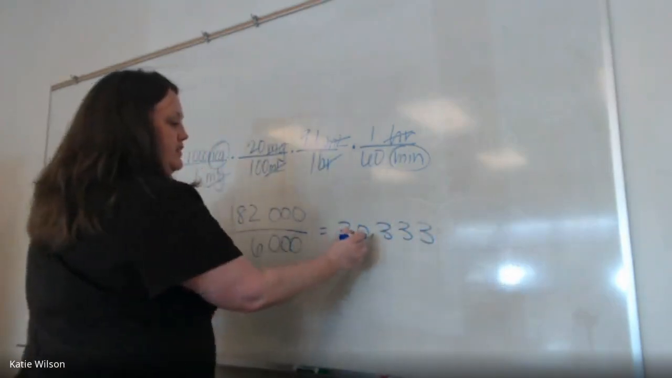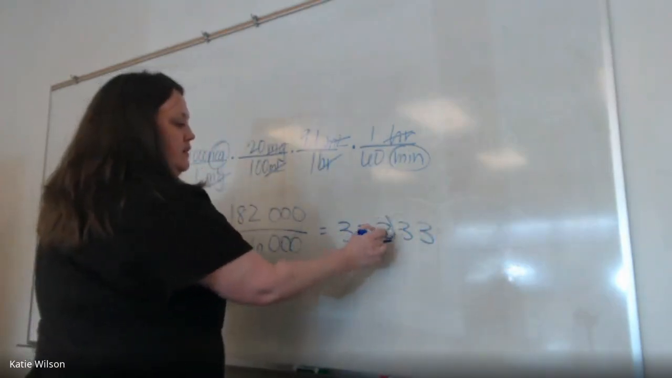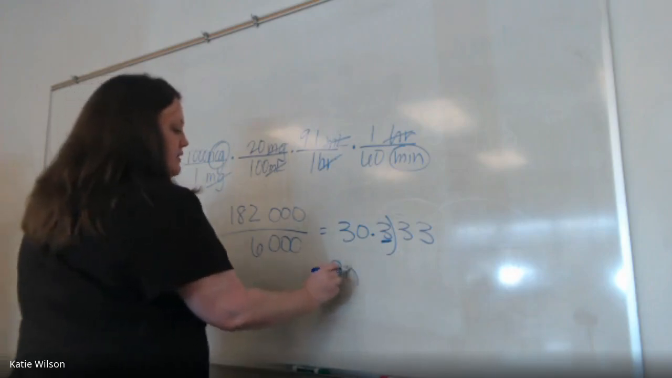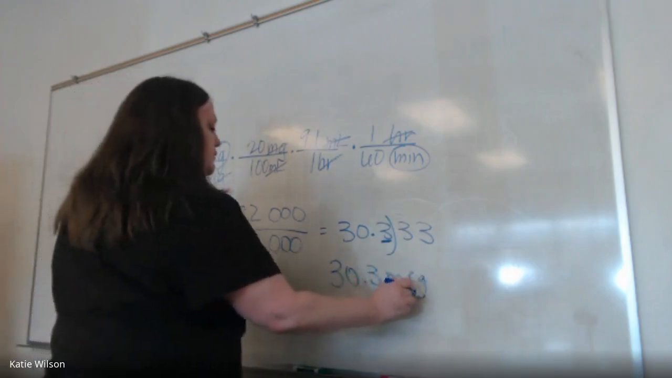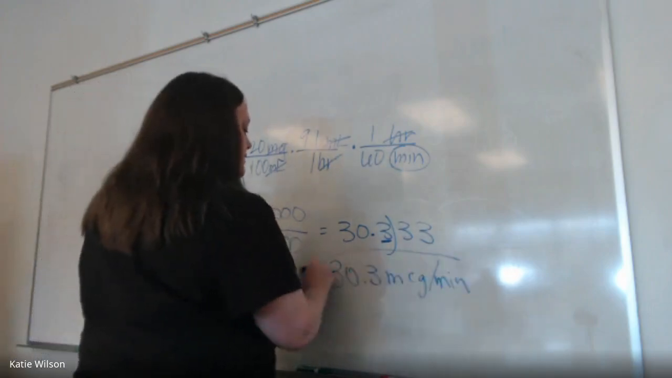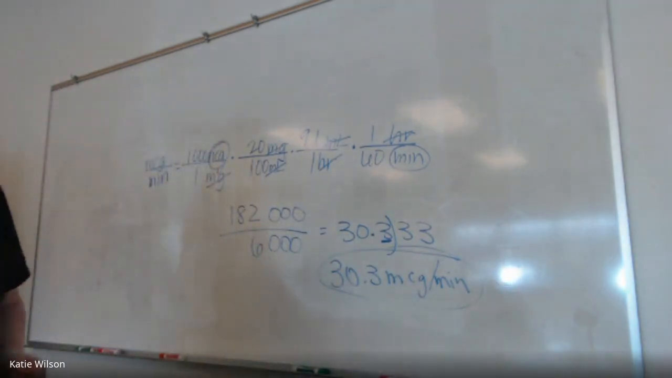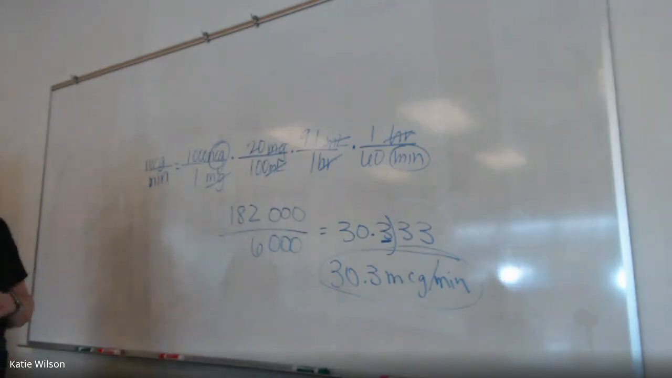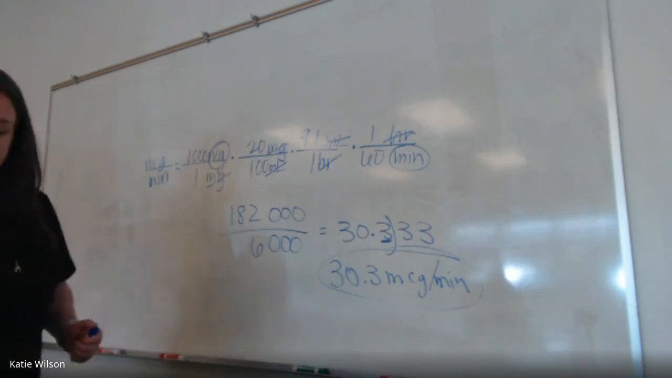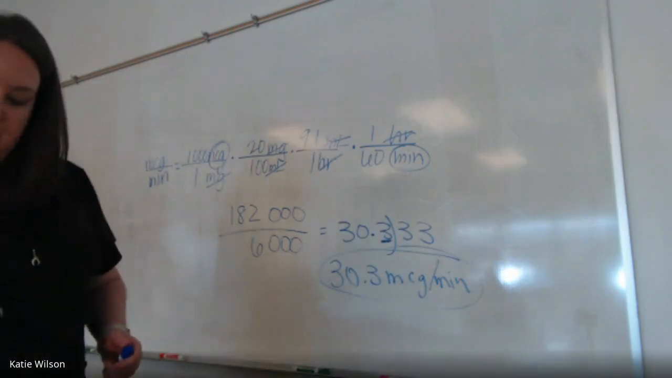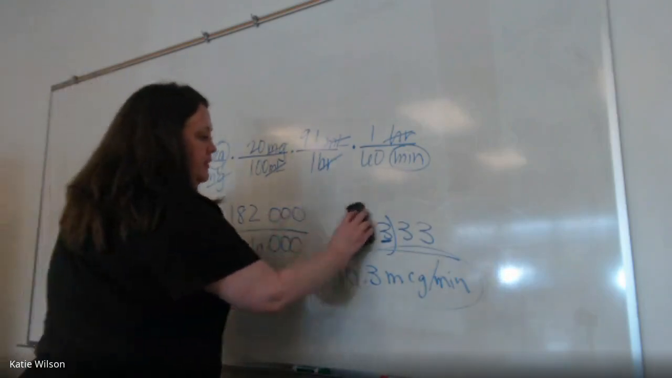What are we rounding to this time? 10th? Mm-hmm. So that would be 30.3 micrograms per minute that patient is getting with the pump running at 9.1 milliliters per hour. Okay, let's do another practice one. Try number 1 on page 353.